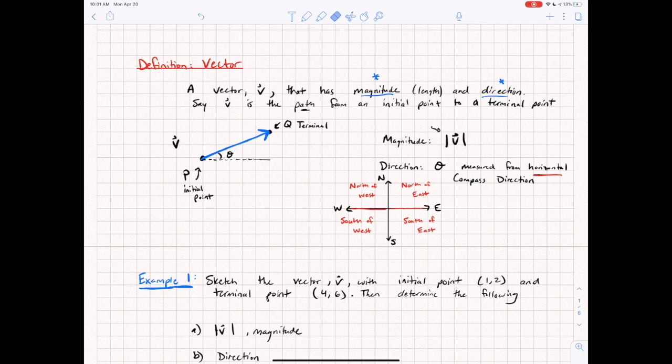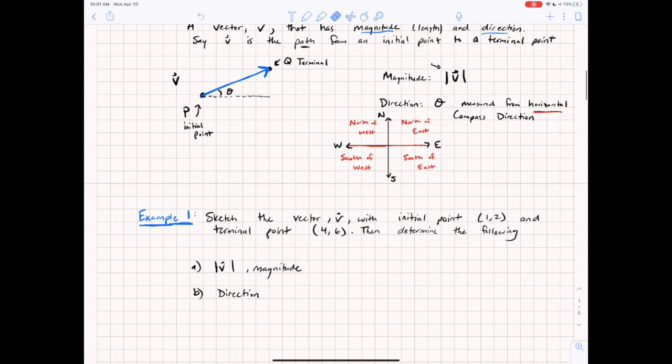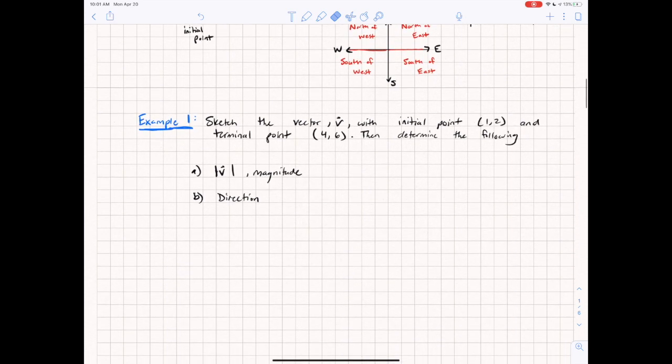All right, so now in order to find magnitude and direction, I want to teach you essentially through example 1. Example 1 says sketch the vector v that has the initial point 1, 2 and terminal point 4, 6. Then we're going to determine the following. All right, so I have my coordinates drawn out here. Now I'm going to plot my point. So I have 1, 2 is my initial value. So here's my initial point.